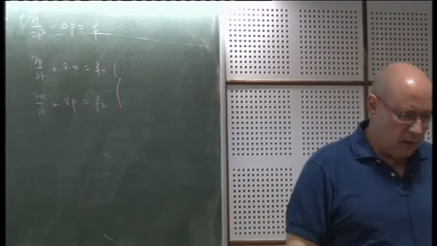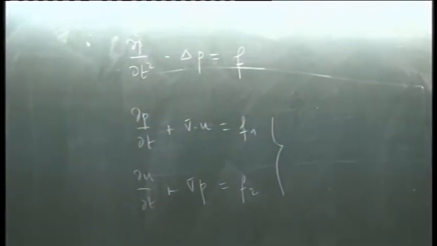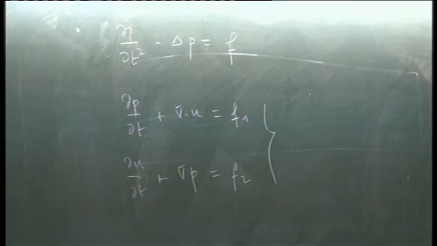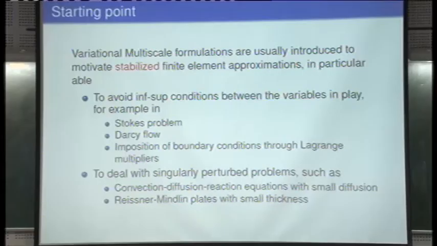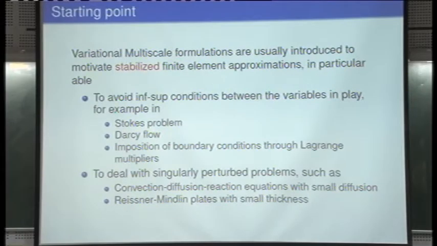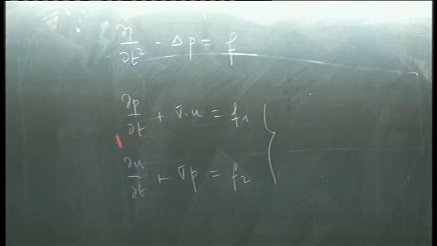I will not talk about this for the sake of conciseness. So we will talk about linear waves in mixed form. That's the mixed form. You see, p is a scalar, u is a vector. As in all the cases we have seen, we have a compatibility condition between the velocity and the pressure. Let me call them velocity and pressure, just to keep the same notation always. And we have a compatibility condition that is different to what we have seen so far, and now a time-dependent problem. So this is useful to explain our variational multiscale framework.